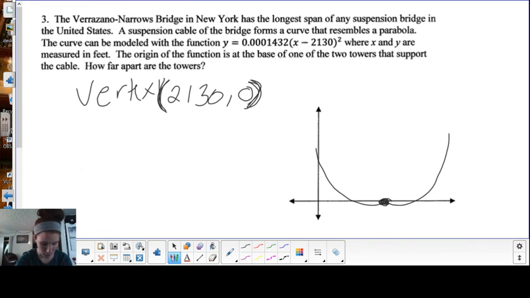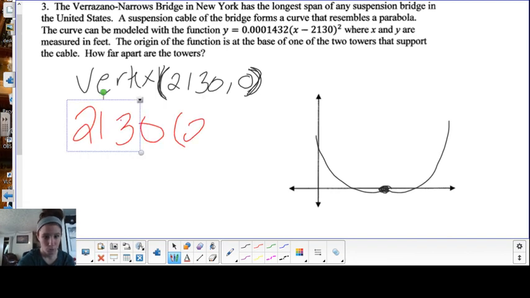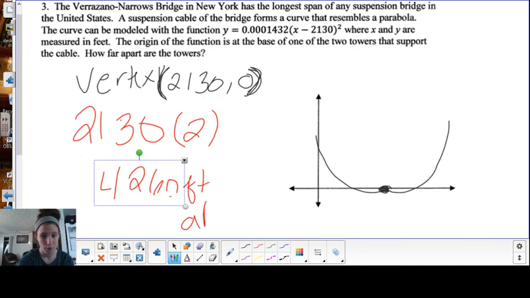What we want to know is how far apart the towers are. So, my vertex is halfway between that. All I do is take that and multiply that by 2. 4260 feet apart.